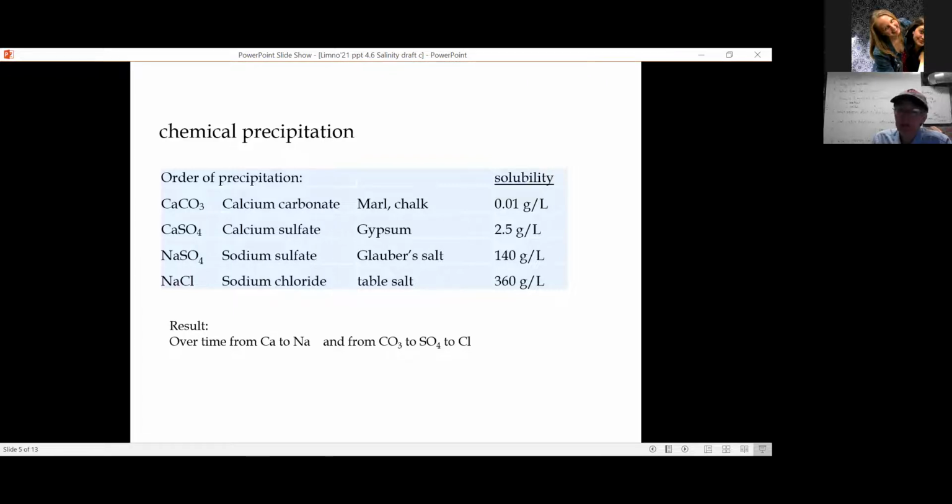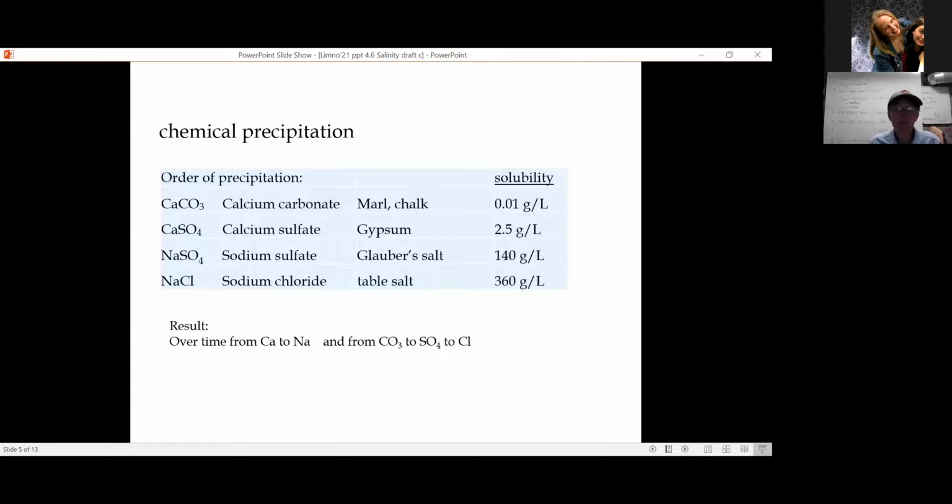If you keep adding calcium, it might stay in solution if there's sulfate in the water too. And calcium sulfate, which has the common name gypsum, is more soluble than calcium carbonate. With gypsum, you can get up to like 2.5 grams per liter dissolved in water. But if you try to put any more than that in, it's going to precipitate out.